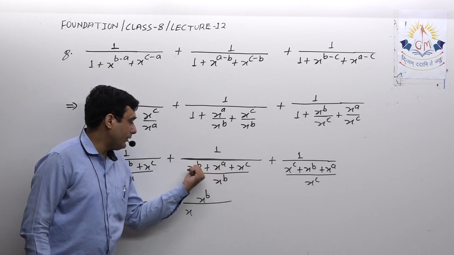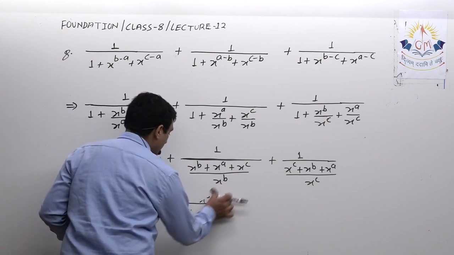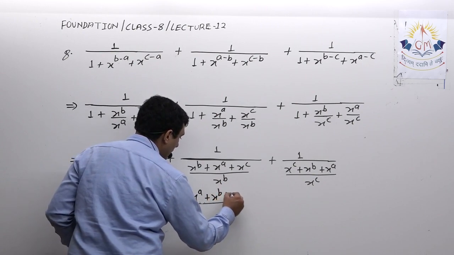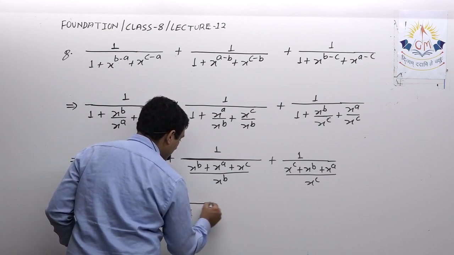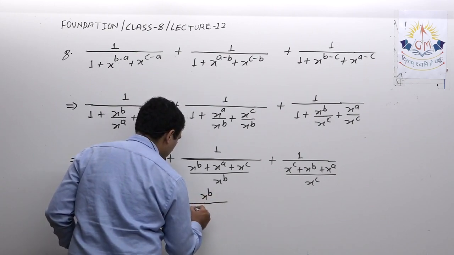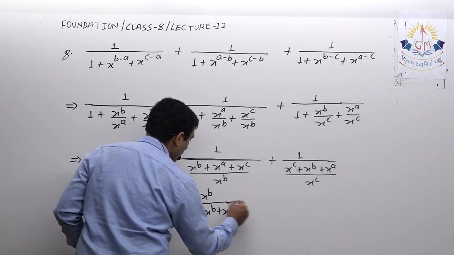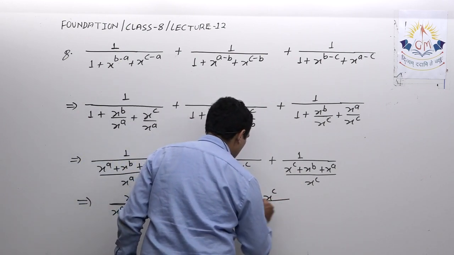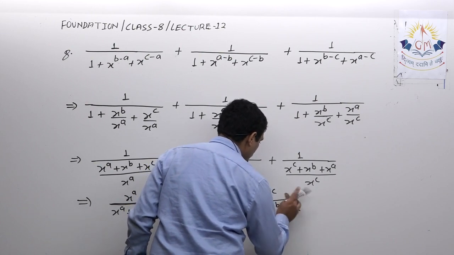Okay, here we have first x raised to b, then x raised to a, and then x raised to c. So I do write these terms in the order. That means here I write x raised to a plus x raised to b. Okay, in the numerator it will be x raised to b, in the denominator x raised to a plus x raised to b plus x raised to c, plus here again I will get x raised to c divided by x raised to a plus x raised to b plus x raised to c.